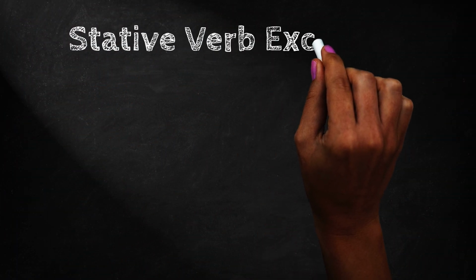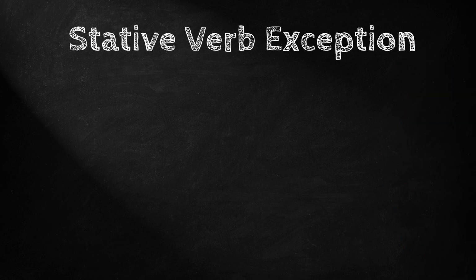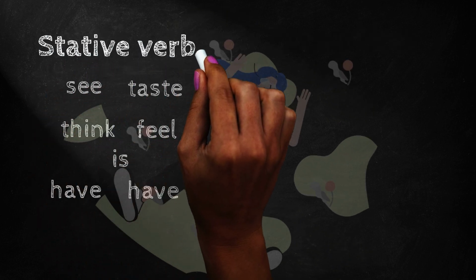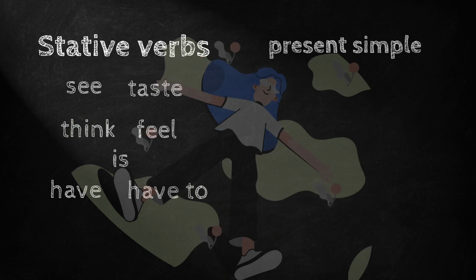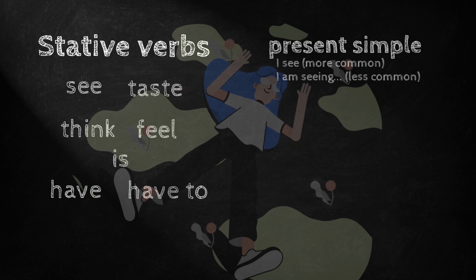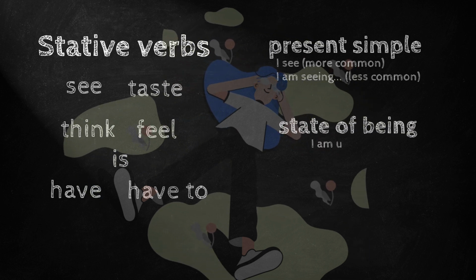This is because of the stative verb exception. These verbs are in fact very common. Examples include see, taste, think, feel, is, have to, and many, many more. And an important lesson here is that these verbs are most commonly expressed in the present simple. They are generally used to describe a state of being or situation.